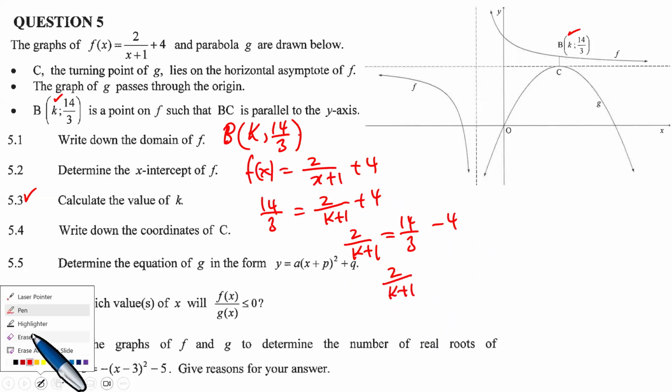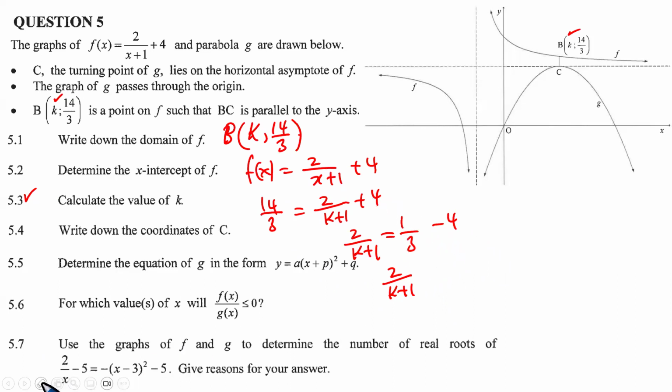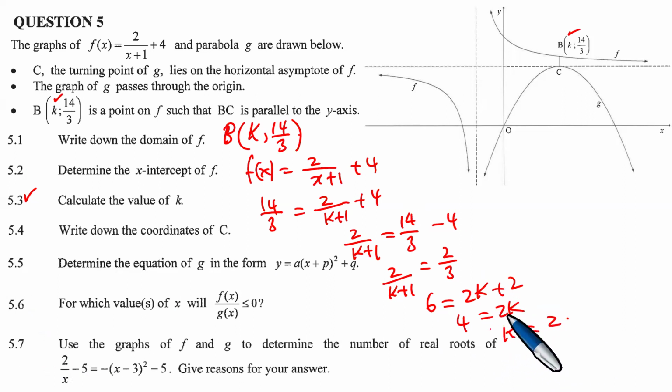What do we then do next? We simplify this as follows. What is 14 over 3 minus 4? It's 2/3. Cross multiplication gives 3 times 2, which gives us 6, which equals 2k plus 2. So 6 minus 2 is 4, which equals 2k, and dividing both sides by 2, k is equal to 2. So clearly k equals 2.